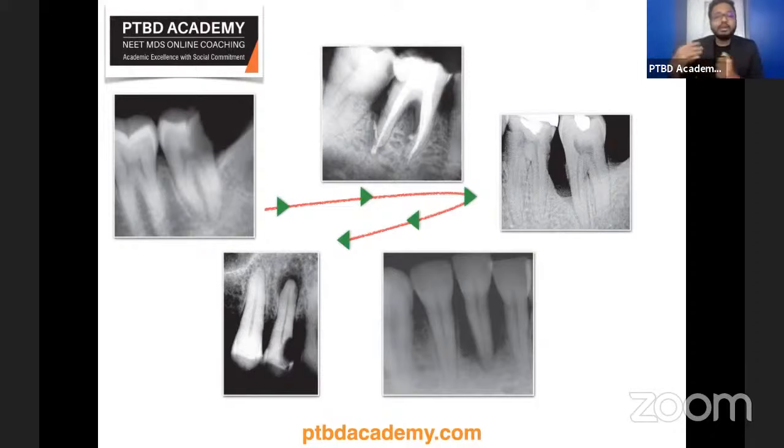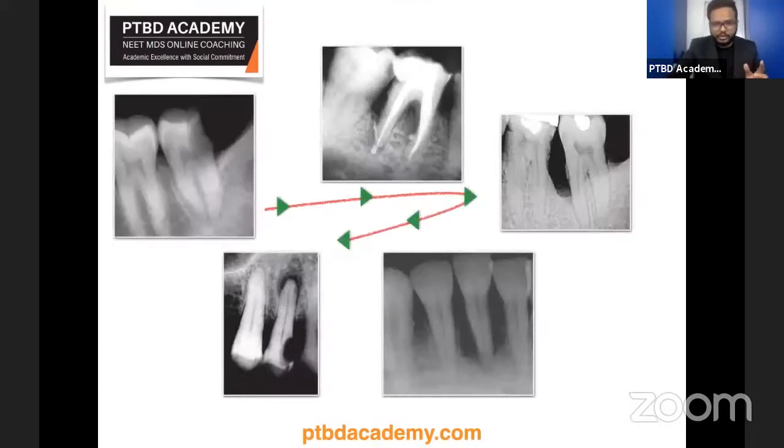When do you say it's periodontal involvement? When there is bone loss, calculus, and clinically, gingival inflammation and all. So we have certain parameters which give us a clue that this could be a periodontal case. Also, we have some parameters which give us a clue that this is most probably an endodontic case. Okay, I hope it's clear. Now let's move on to our next question.